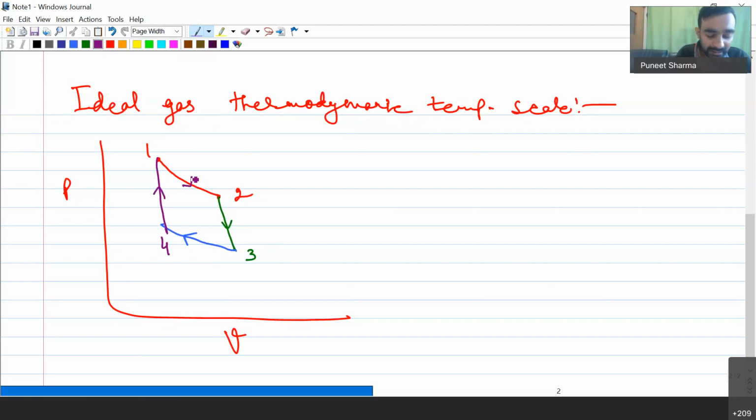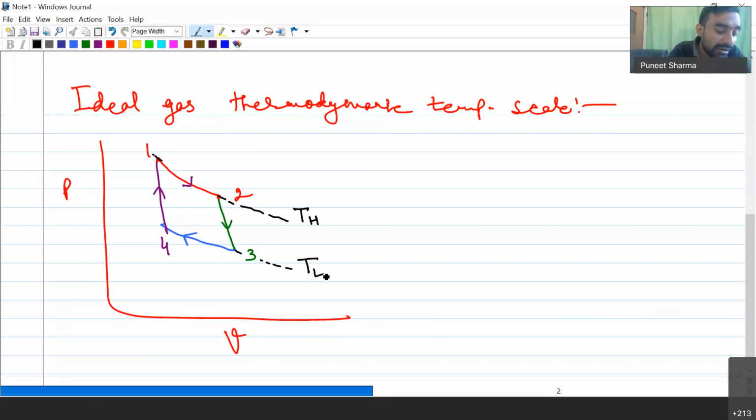Now we know that in this Carnot cycle, process number 1 to 2 is an isothermal process. So let me define that there is some constant temperature line, and its value is equal to TH. And for process number 3 to 4 also, we have another constant temperature line, and let me define its value as equal to TL.